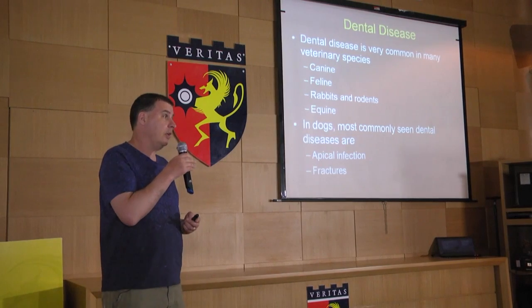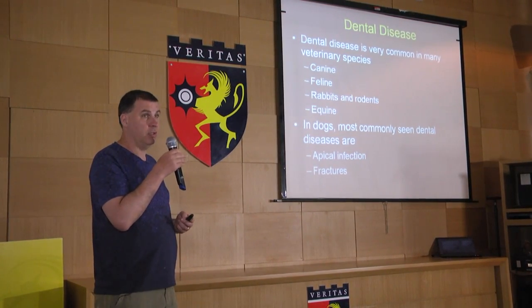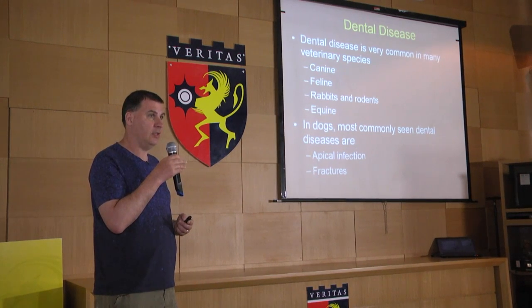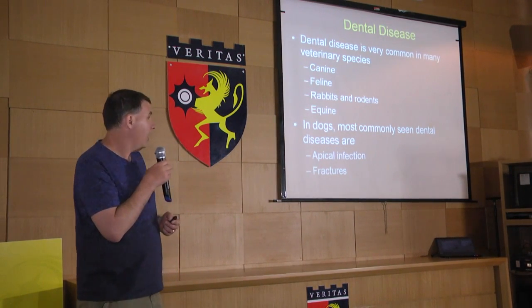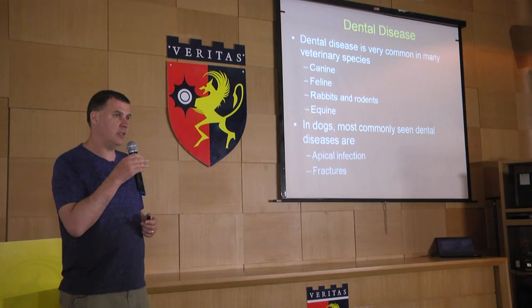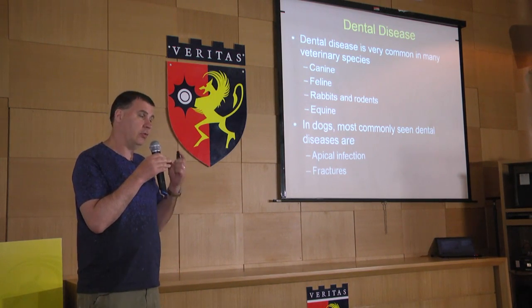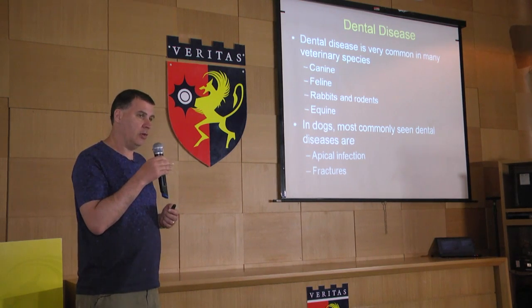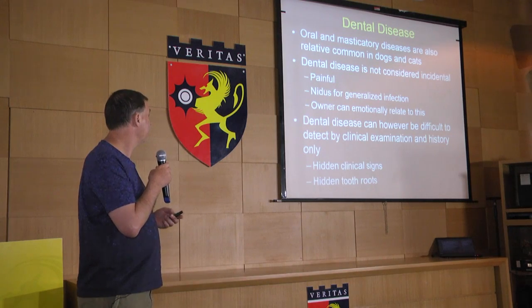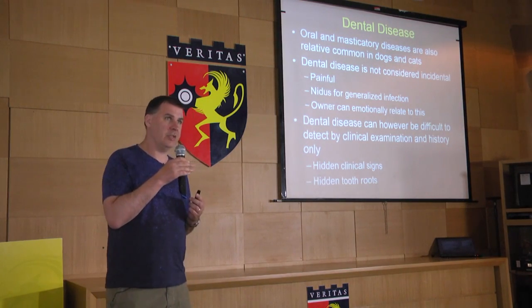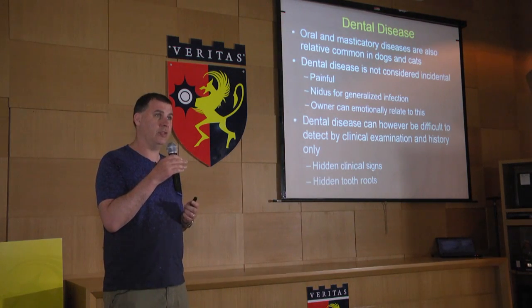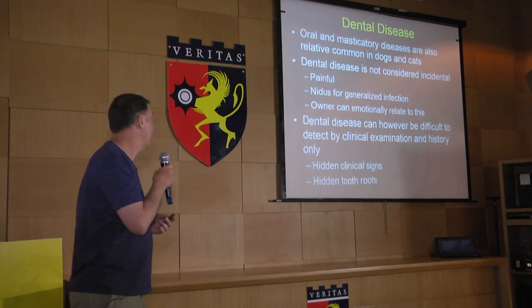Dental disease is very common in many species that veterinarians treat: in dogs, cats, rabbits, rodents, horses. All of these frequently have dental disease. In dogs, the most commonly seen dental diseases have to do with apical infection, so tooth root infection, or possibly also fractures. And it is for these that CT is in particular useful. Besides the proper dental disease, other oral and masticatory diseases are also relatively common in dogs.